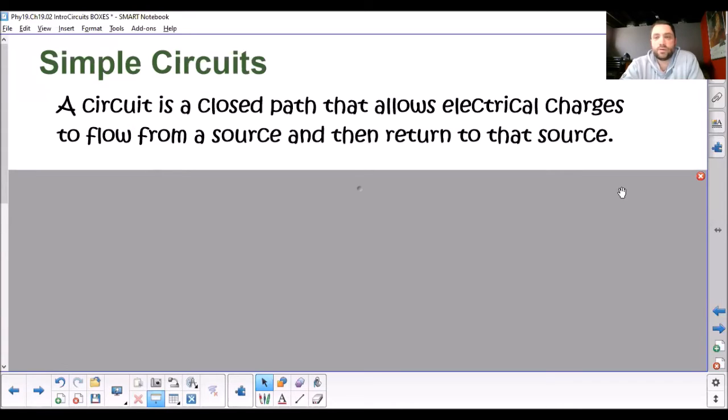So this brings us to what is a circuit? A circuit is a closed path that allows electrical charges to flow from a source and then return to that source. You may have done simple circuits back in middle school. If we'd been in class, we would have gotten to play with some of this. I'm going to show you a simulation, and if you want to play with it, you can, but I'm going to show you some stuff.